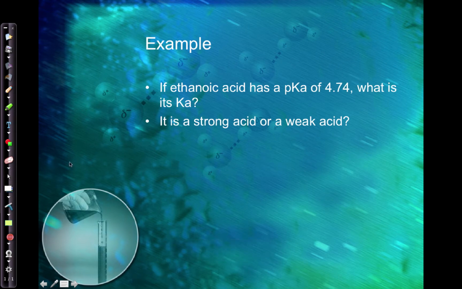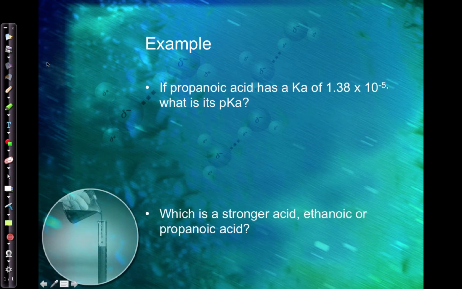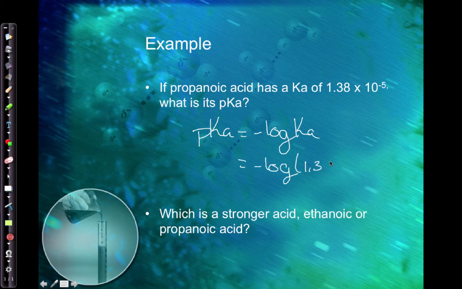All right, so let's look at another one. Let's look at propanoic acid. Let's find its pKa here. Well, we've got the Ka, so all we're going to do is just plug it in. So it's the negative log of the Ka. So the negative log of 1.38 times 10 to the negative fifth, and that's going to give me 4.86.